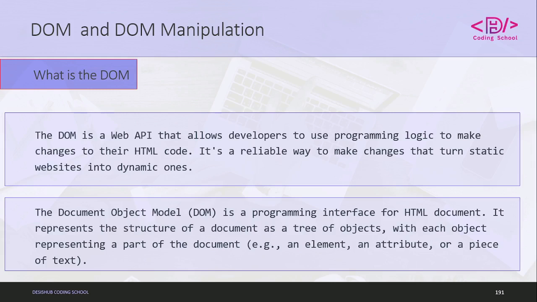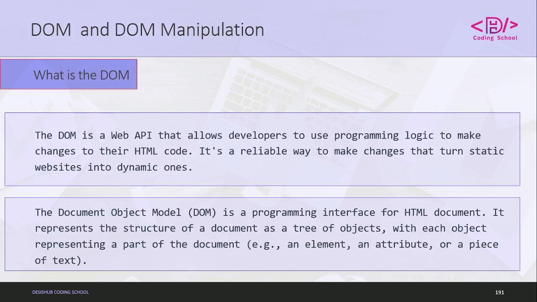So let's start with looking at what the DOM is. The DOM can be defined in multiple ways. Even when you search online, you will find a lot of definitions, with everyone defining the DOM differently. The word DOM actually stands for Document Object Model. There are very many definitions, but let's break it down to understand what it exactly means. The first definition is that the DOM is a web API.